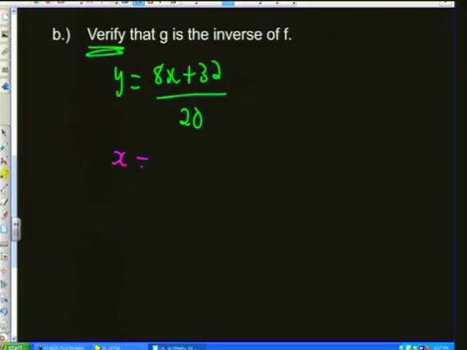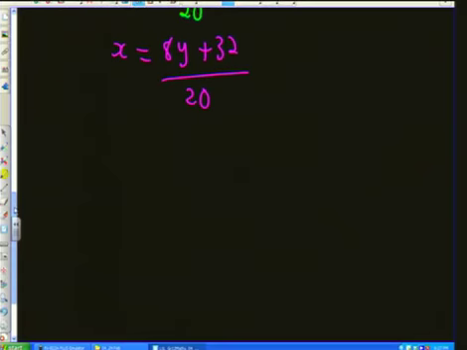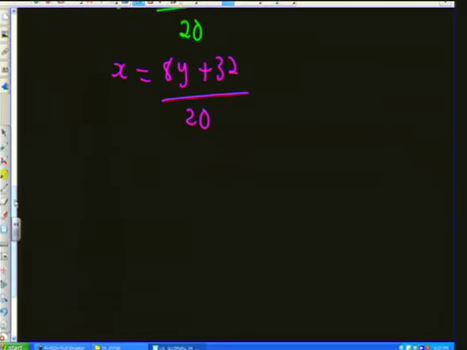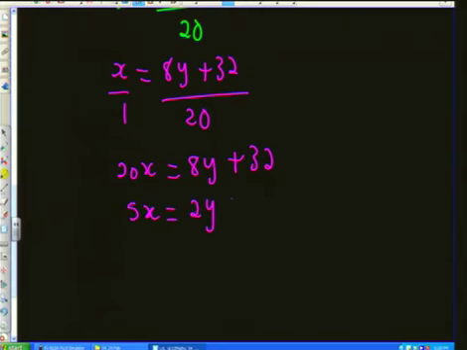So x is 8y plus 32 all divided by 20. Now remember, I want to make y the subject of the formula. I'm going to multiply through. You can say cross multiply because this is a denominator of 1. So if you cross multiply, you get your 20x equals 8y plus 32, right? And there is a common factor here. You can divide by 4 throughout. So if you divide by 4, you get 5x equals 2y plus 8.